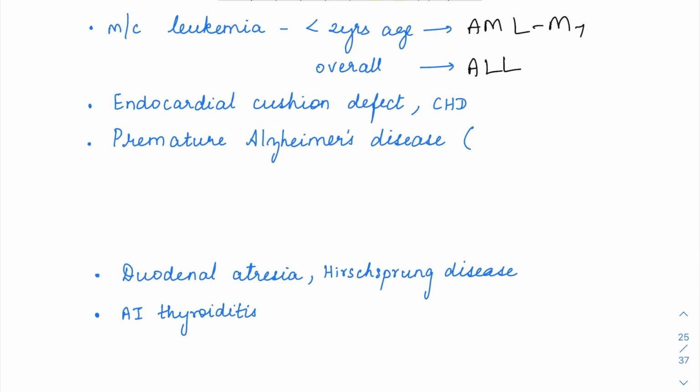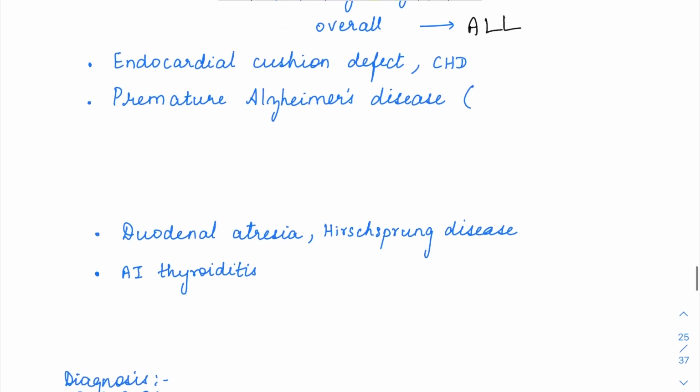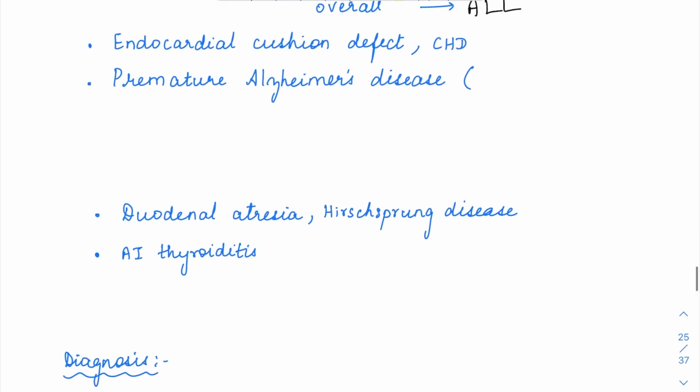So they are also prone to having many cardiac defects like endocardial cushion defects, congenital heart disease. Then they'll also have premature Alzheimer's disease. The reason, again, we have already discussed in amyloidosis. APP, amyloid precursor protein, is present on chromosome 21. This amyloid precursor protein is going to be cleaved by beta gamma secretase activity in Down syndrome.